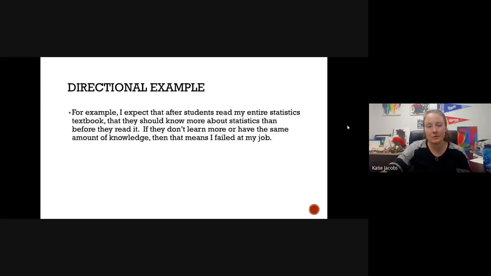So, a directional example. For example, I expect that after students read my entire statistics textbook, they should know more about statistics than before they read it. If they don't know more, or they have the same amount of knowledge, then I failed at writing this textbook, and that will break my heart, because it is taking up so much of my life right now.